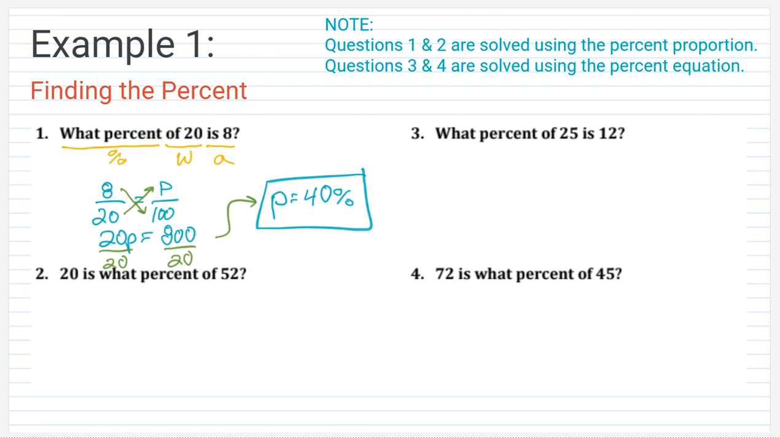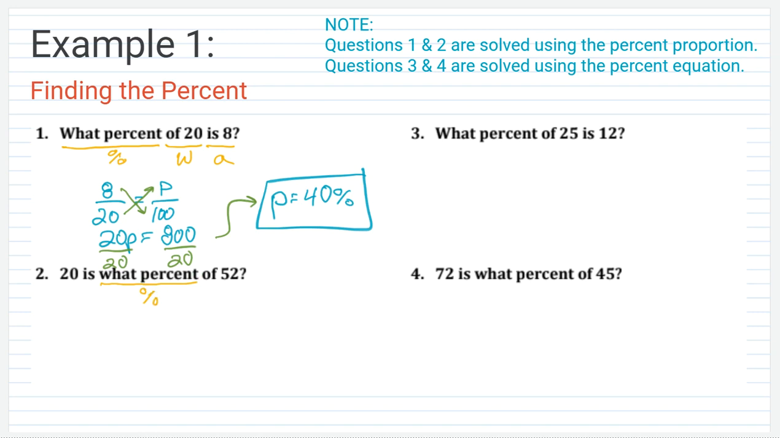All right, so let's take a look at number 2, where we're going to do the same strategy. This problem is worded a little bit differently. It says 20 is what percent of 52? So again, find the percent part first. This one says what percent? So we're trying to find that percentage. That's my variable P.